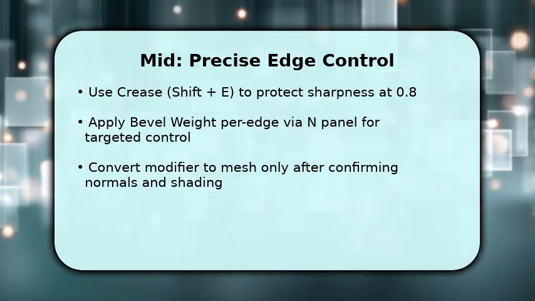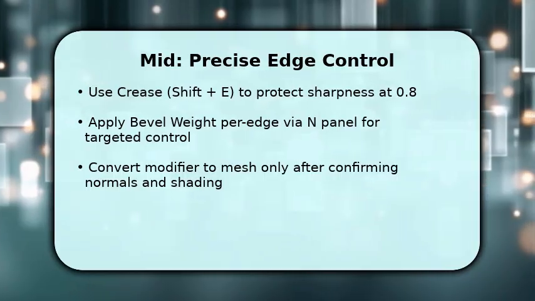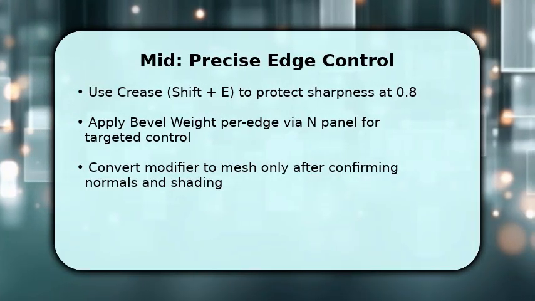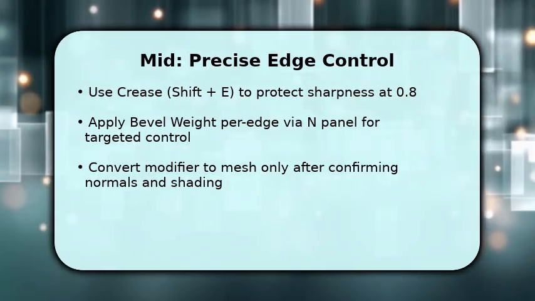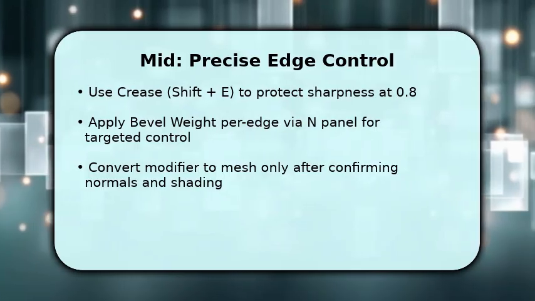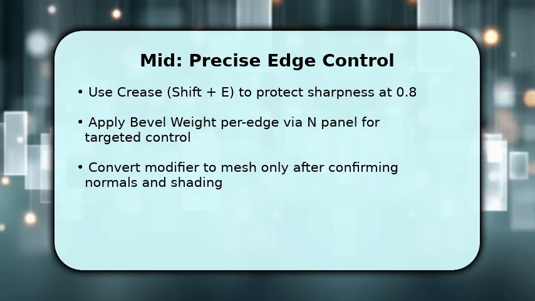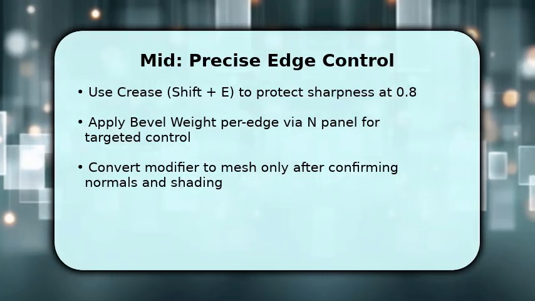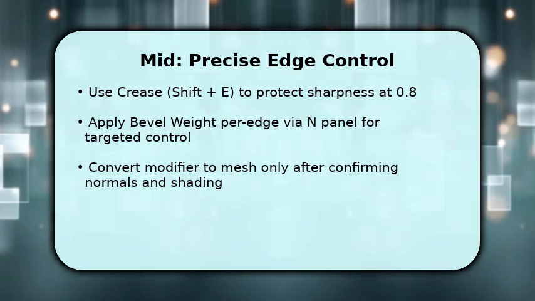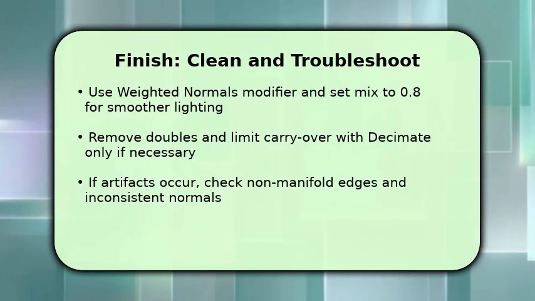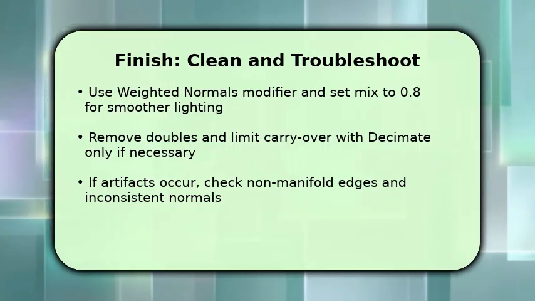Then paint or set bevel weight per edge in the end panel so the modifier affects only intended edges. Make sure to check normals and shading. Recalculate normals outward if faces look inverted. Once satisfied, apply the bevel modifier or convert it to a mesh to lock the geometry, but do so only after verifying visual results. Finish by cleaning up and ensuring stable shading across renders.